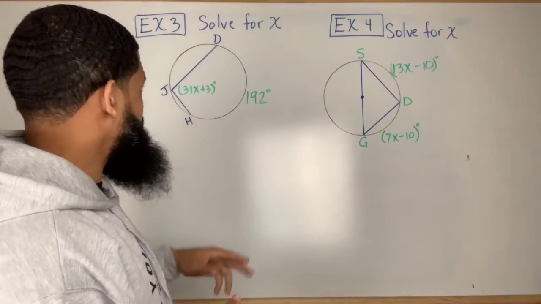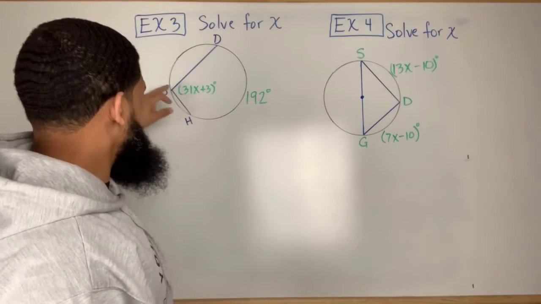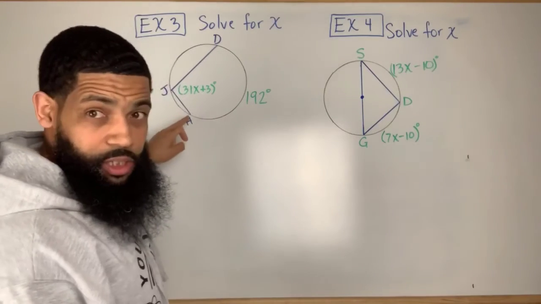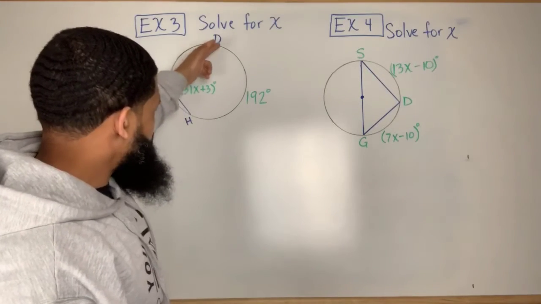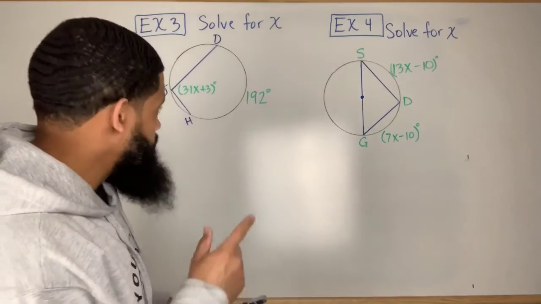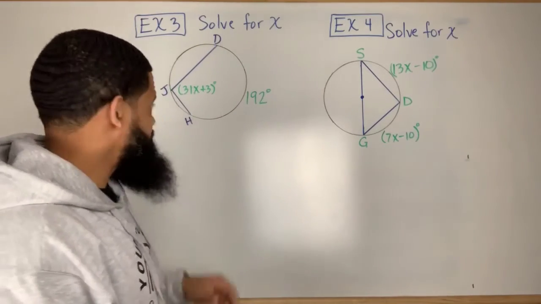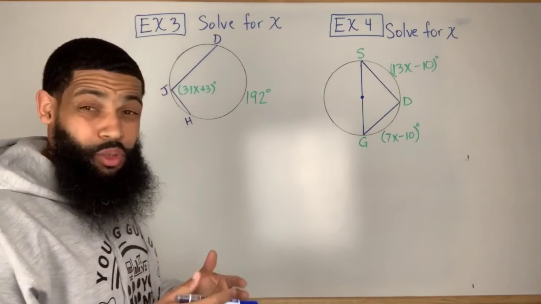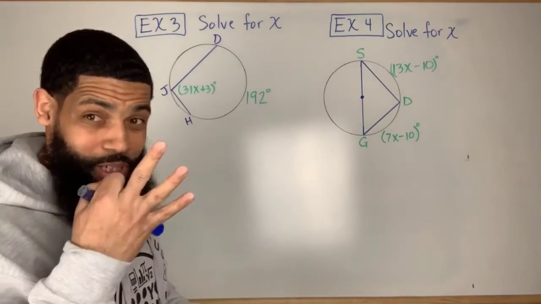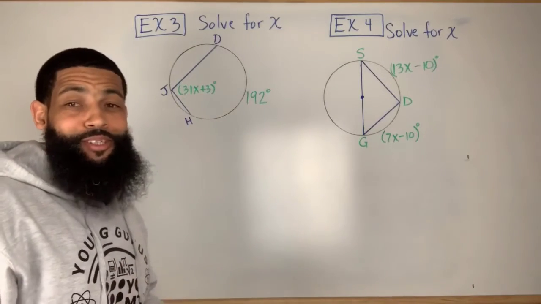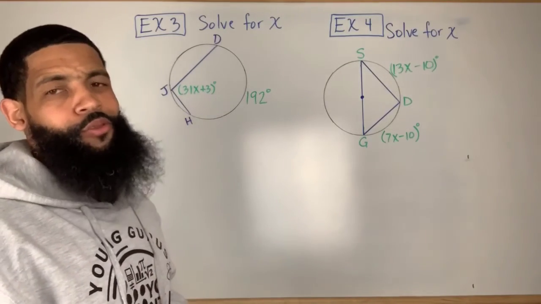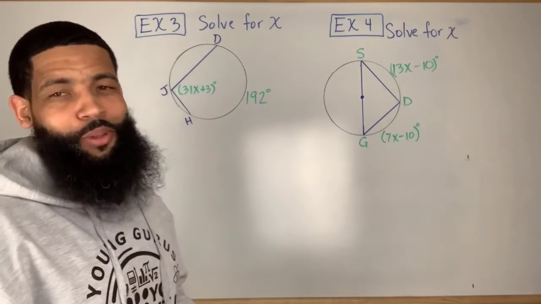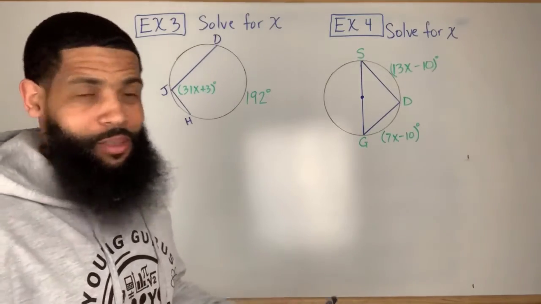So when we look at example 3, if we're solving for x, we have angle DJH and we have arc DH, okay? And we want to find the value of x. Now, angle DJH is represented by 31x plus tree degrees. For those of you that haven't seen any of my videos, tree means the number 3. And if you want to know the story behind it, go watch the video called The Number Tree.